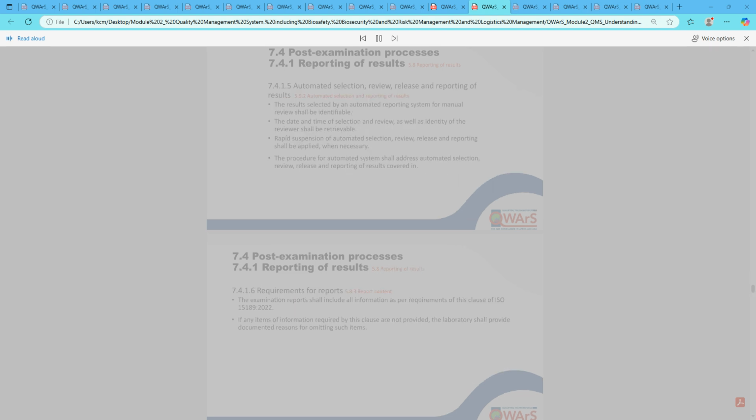7.4 Post-examination processes. 7.4.1 Reporting of results. 5.8 Reporting of results. 7.4.1 5 Automated selection, review, release, and reporting of results. 5.9.2 Automated selection and reporting of results.